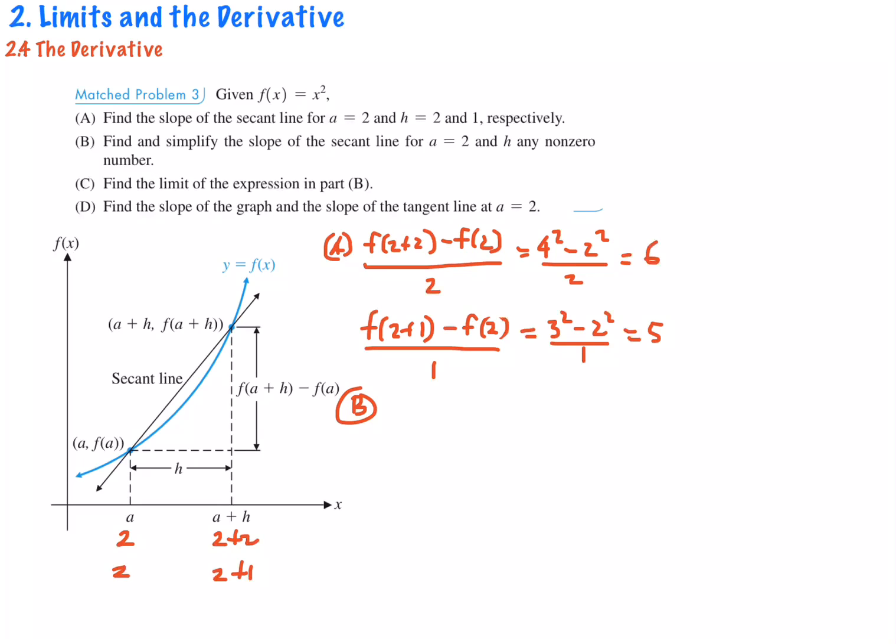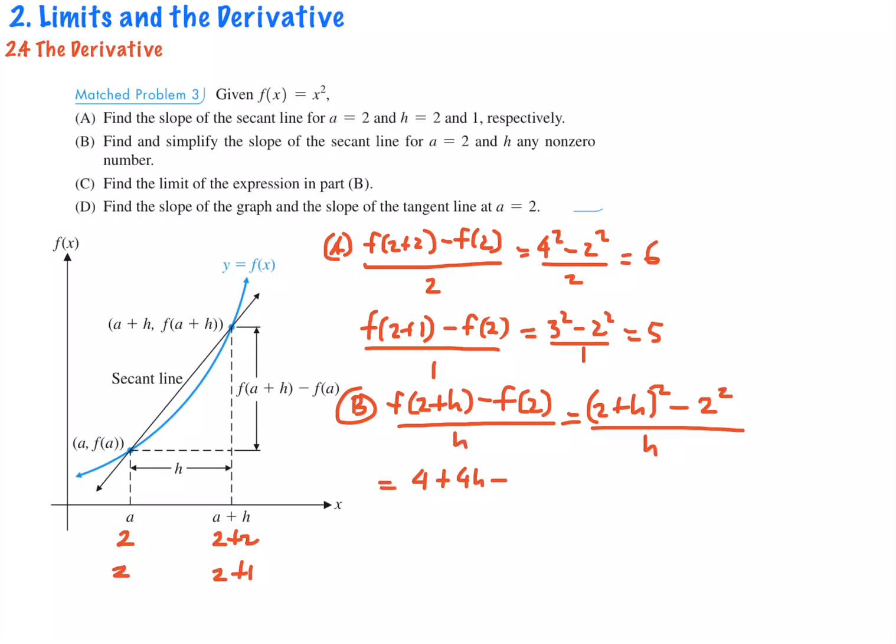B, find and simplify the slope of the secant line for a equal to 2 and h any non-zero number. So it means that you have f of 2 plus h minus f of 2 divided by h. So we'll have 2 plus h squared minus, in this case, 2 squared, divided by h. So then we'll expand 2 plus h squared, that will be 4 plus 4h plus h squared minus 4 divided by h.